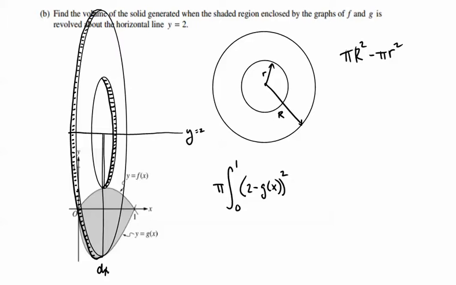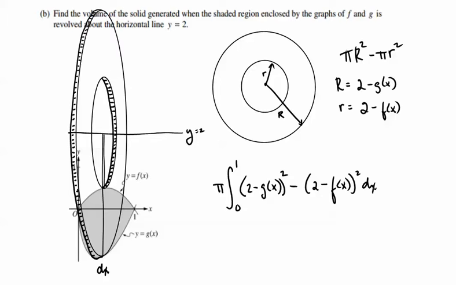And then we're going to square that. So that's capital R. If we wanted to write down capital R, it is 2 minus g of x, and little r is going to be 2 minus f of x. And so we'll have the quantity 2 minus g of x squared minus the quantity 2 minus f of x squared dx. And again, what we really need to do here is set up the integral first, and then the rest of it's going to be handled by the calculator.